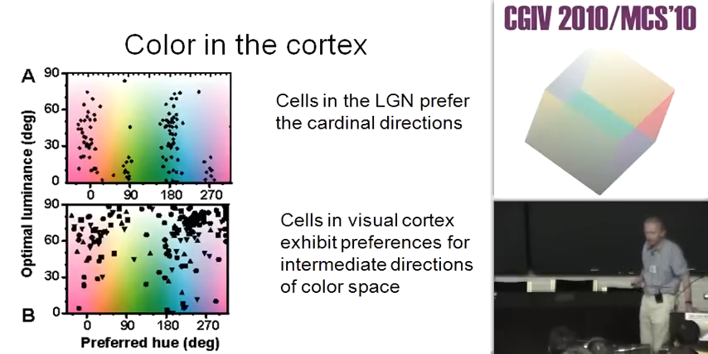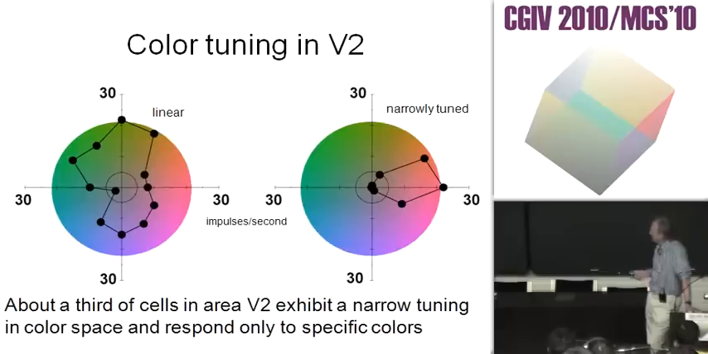And interestingly, they're not all the same. Some of these cells that we looked at in area V2 showed a very narrow tuning. So this is the typical response of one of the linear cells as they exist in the LGN or the majority of cells in primary visual cortex. But some of these cells give a very narrowly tuned response to only particular tones of color.